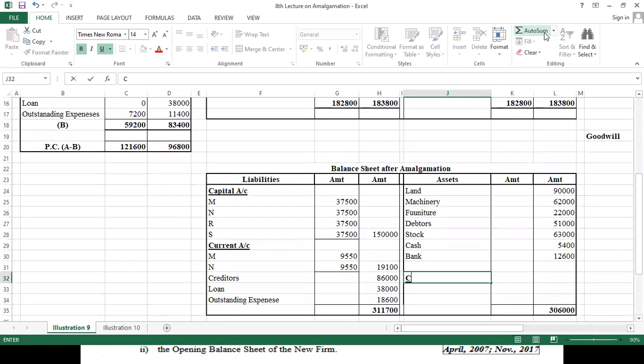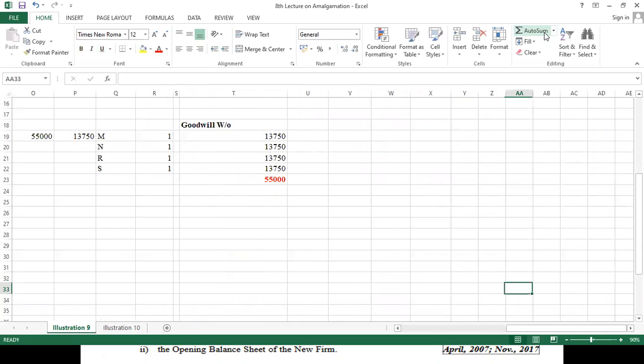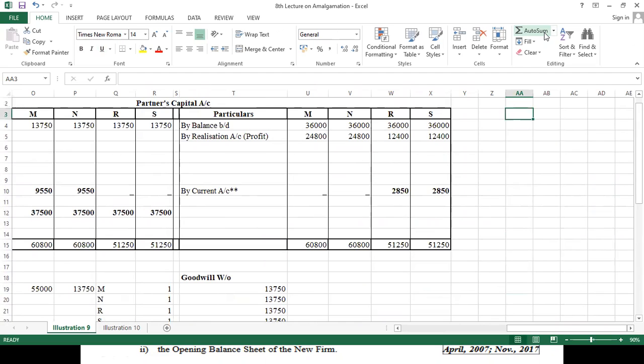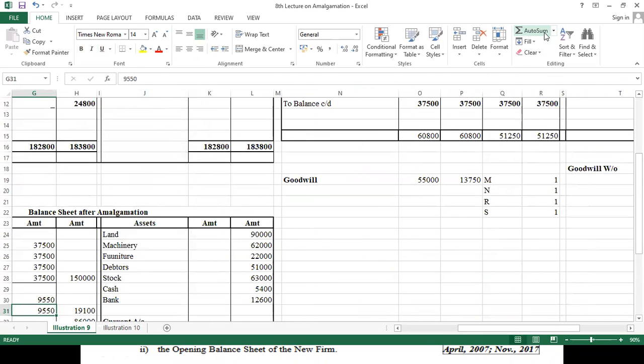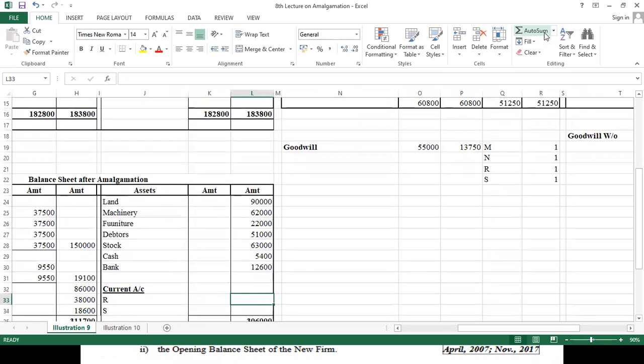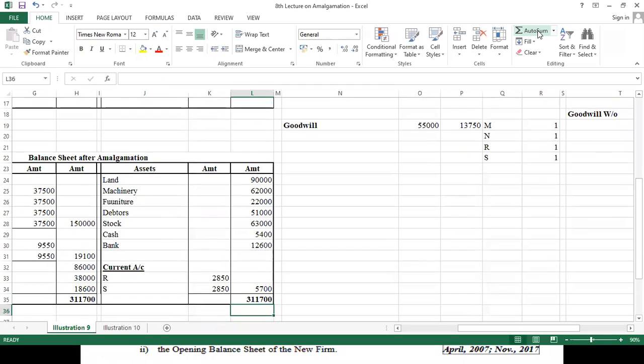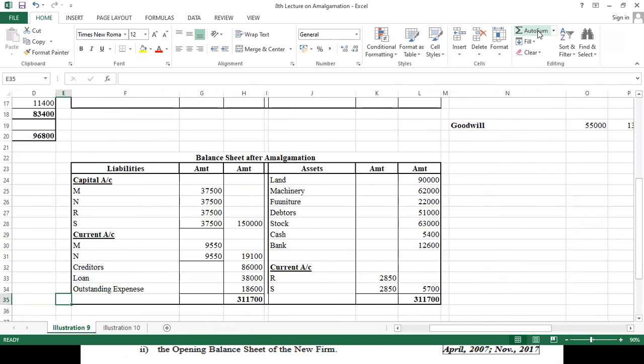And lastly, we also have one more thing here. What is that? Current account. Current account of two partners which have a debit balance. What were their names? R and S. And how much do they have? We will find out from here, 2850. 2850, and their total is 5,700. So the account got tallied.